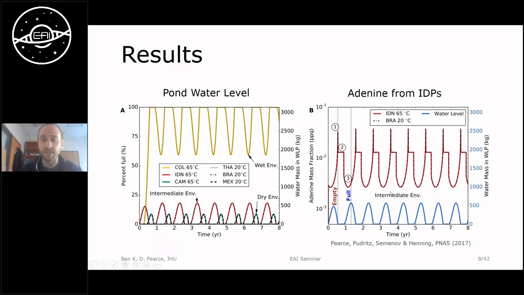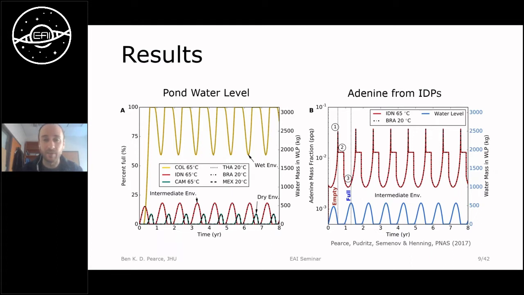When we look at the intermediate environment in this right plot here, this is the adenine concentration in the pond from interplanetary dust particles. And we can see, this is the pond water level again in blue, when the pond dries up, your adenine reaches its highest concentration, and then UV dissociation blasts away until adenine reaches this flat top here. And this is when the incoming adenine rate matches the outgoing adenine rate. Then the pond fills again and the adenine dilutes. And this pattern continues, and it never increases in concentration.